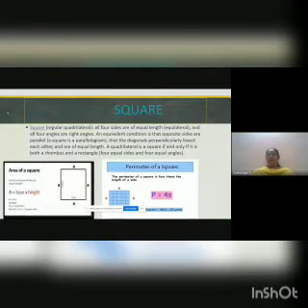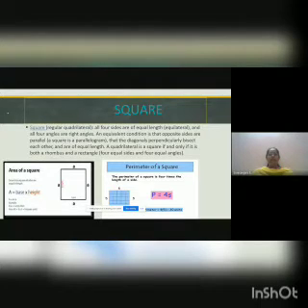A square. This you already learnt. You all know what is a square. A square is a four-sided figure and all sides are equal. All angles are equal to right angles, and diagonals bisect perpendicularly to each other, and also it is one type of a quadrilateral.